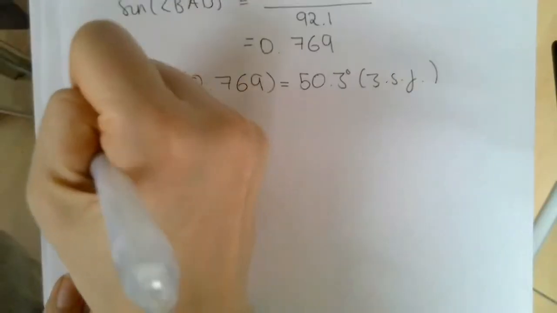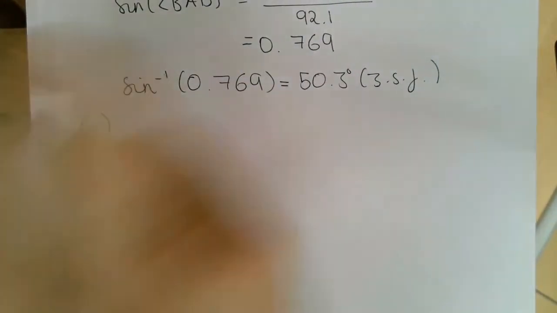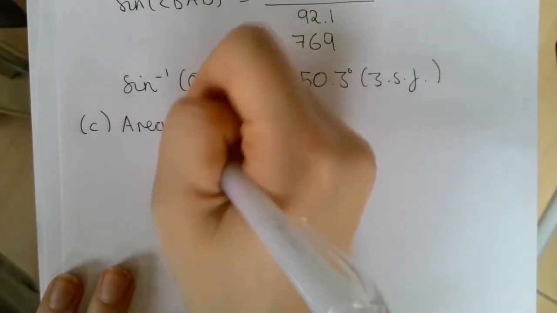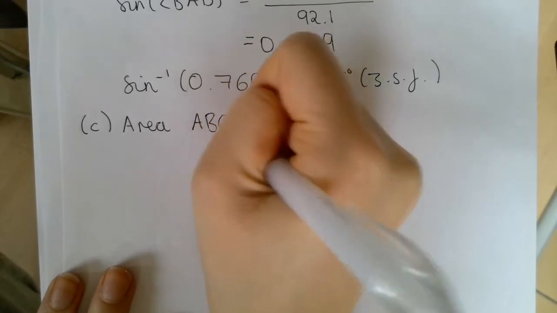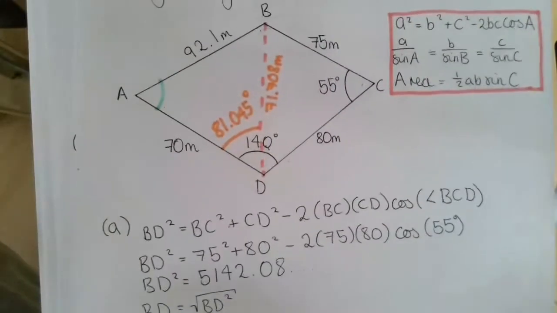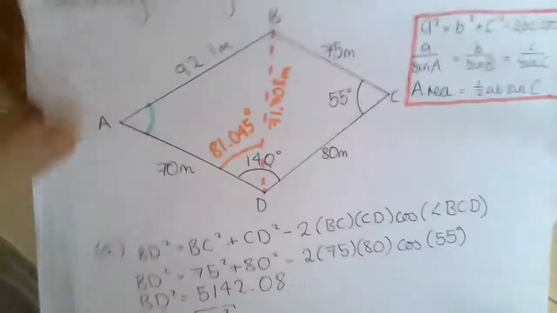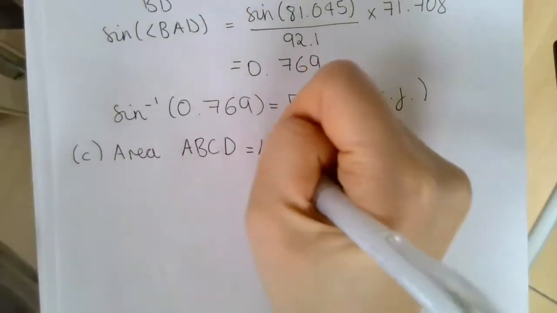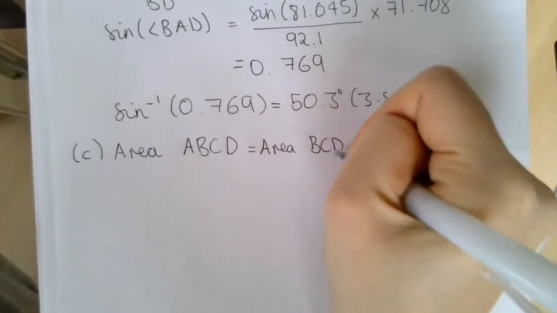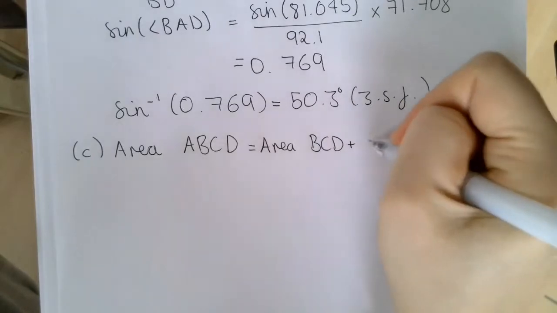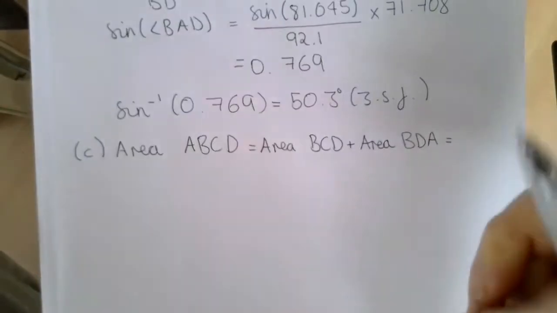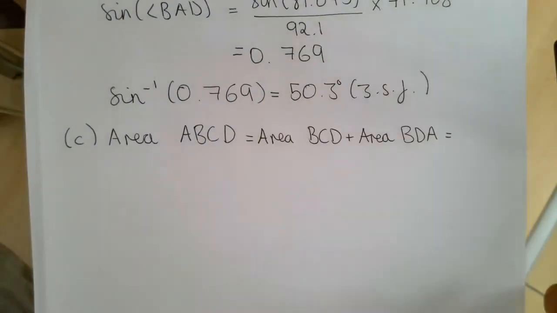Part C of our question is asking us to find the area of the whole quadrilateral, so area ABCD. Now, obviously the area of that quadrilateral is the sum of the area of the two triangles. So it is equal to the area BCD, triangle BCD, plus the area of BDA. So we're going to use that area formula.